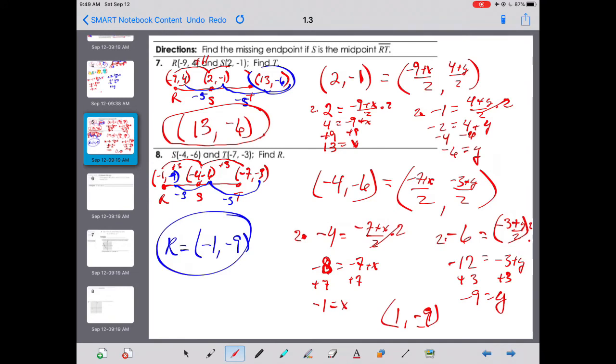Check your answers in your practice so that you learn from these mistakes and you make sure that your math is good. Like mine. 2 times negative 4 needs to be negative 8, not negative 6. That's how you get a negative 1. And there's the answer. Good luck.